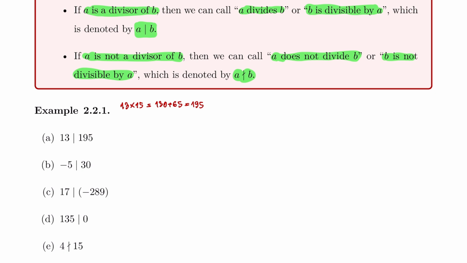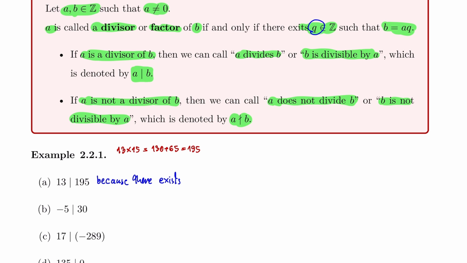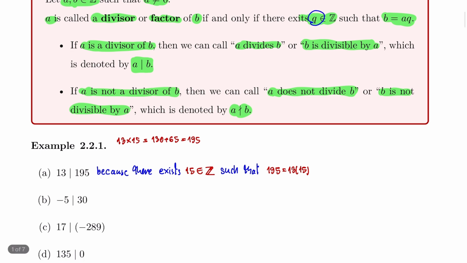Why? Because there exists a Q in this case, which is 15, which is an integer, such that 195 equals 13 times 15. That's what we have, right?